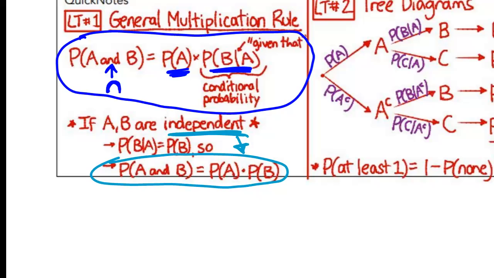If they're not independent, then I have to have the conditional probability. If they are independent, then I just need the probability of A and B.